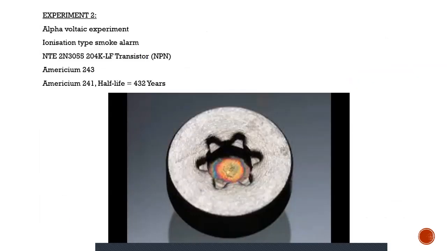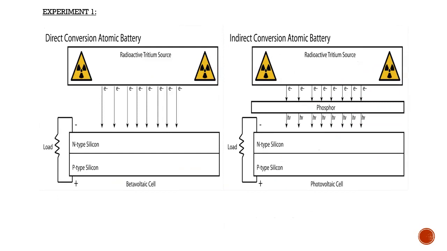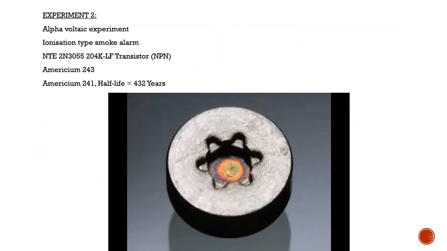Okay, now this is another experiment that we can do. If we take any kind of smoke alarm, we can see that the smoke alarm has a type of material inside it. The previous one was for a betavoltaic and photovoltaic, and this one is for an alphavoltaic experiment. So the smoke alarm should be an ionization type smoke alarm.